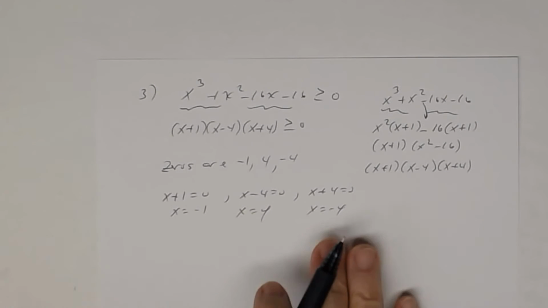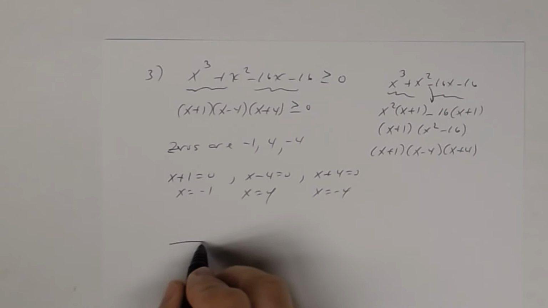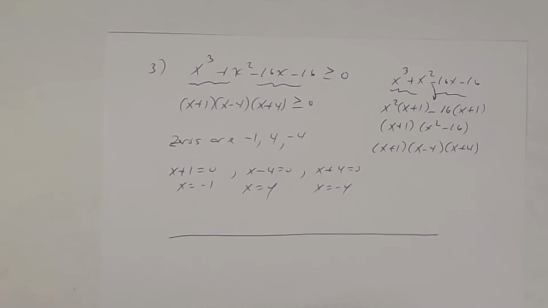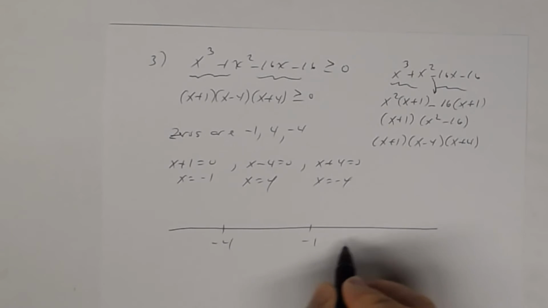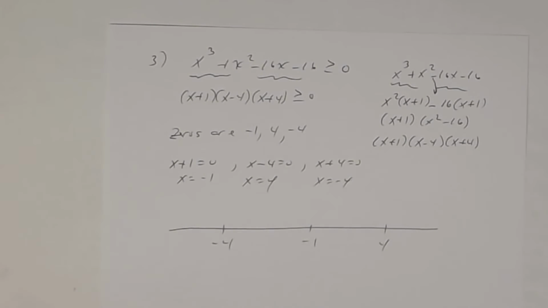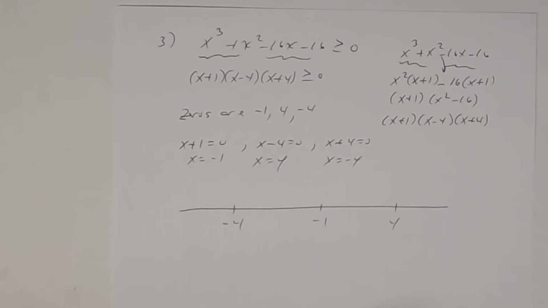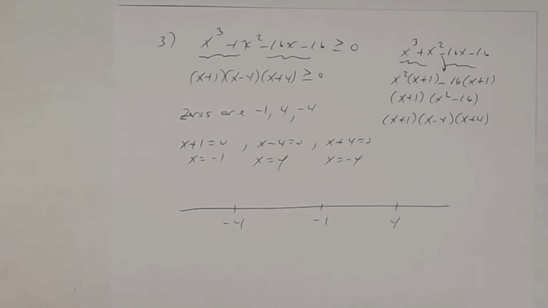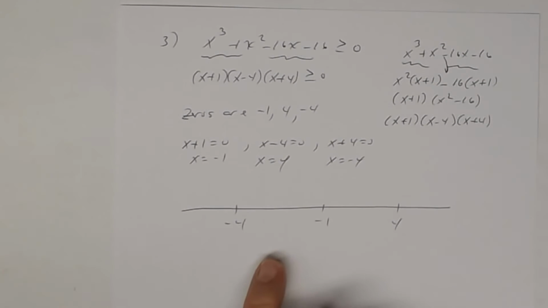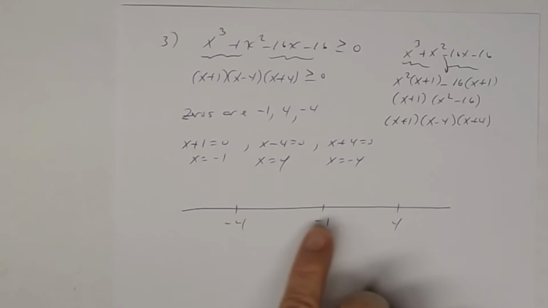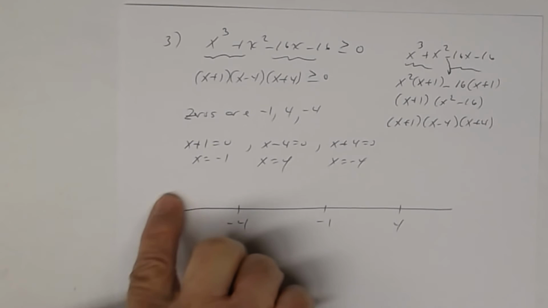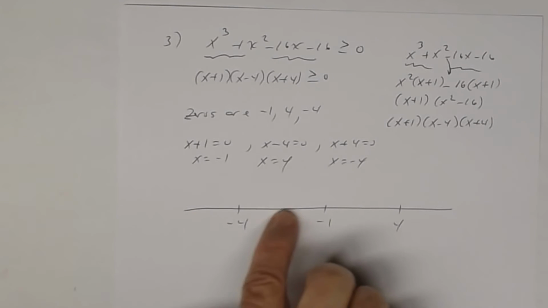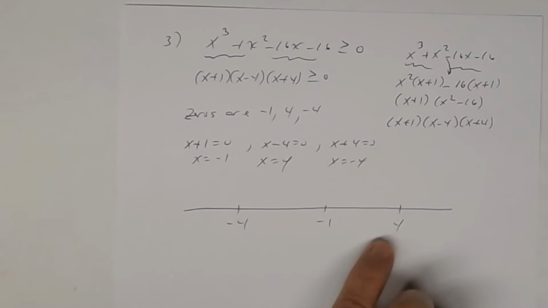Once you find your zeros, you put them on the number line. Make sure you put them in order, so you have negative 4 listed first, then negative 1, and then 4. Then it's just a matter of determining your test points. Notice that these zeros divide the number line into 4 intervals: negative infinity to negative 4, negative 4 to negative 1, negative 1 to 4, and 4 to infinity.